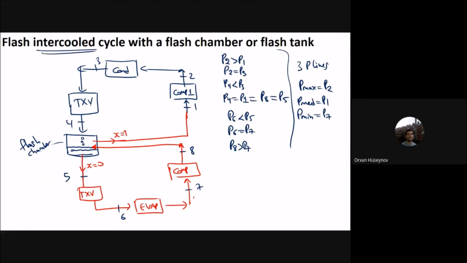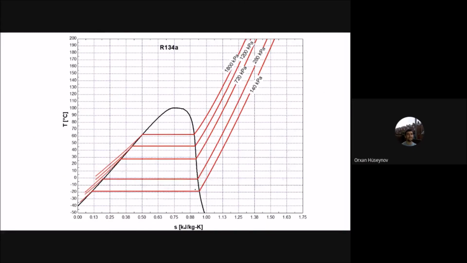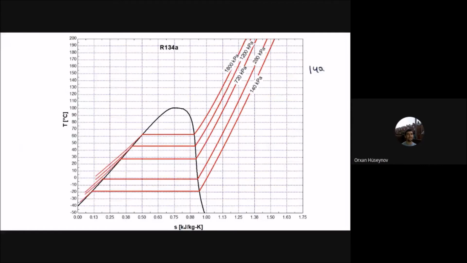Now let's draw it. As you can see, it is also an intercooled cycle here, but instead of using the mixing chamber, we are using this flash chamber itself as an intercooling effect. Let's see what the advantage of this one is with respect to that one. I will just use the same pressure lines here, which will be at 140, again 280, and 720. These are the lines that I'm going to use.